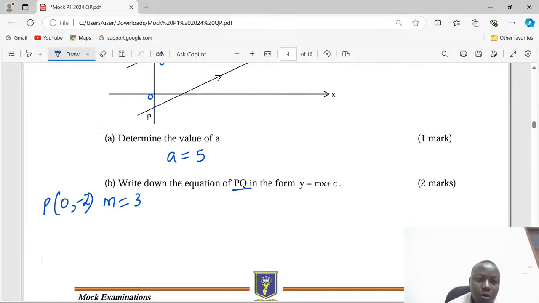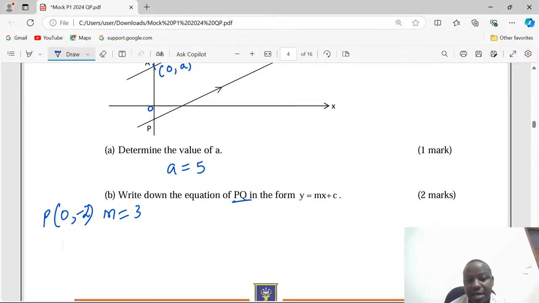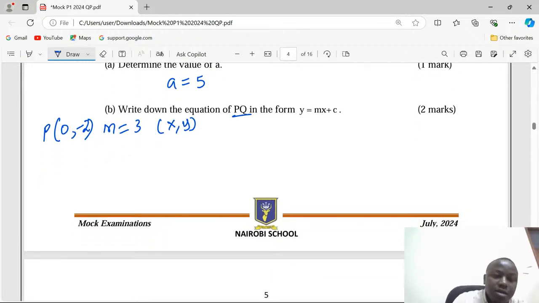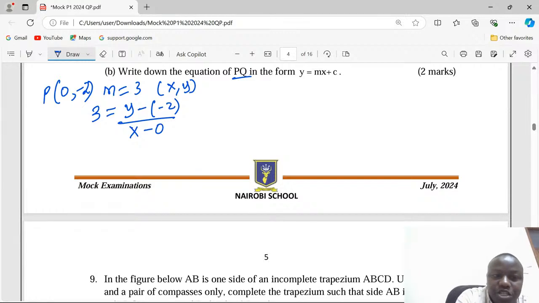And so for PQ, we have the coordinate of P as (0, -2), and we have the gradient for this particular line as 3. So we let another coordinate be (x, y). Then on expressing our gradient, we shall find the equation of PQ. I will say that a gradient of 3 is given by change in y minus -2, divided by change in x minus 0. Then 3 equals y plus 2 divided by x.